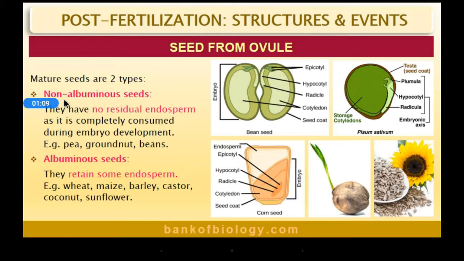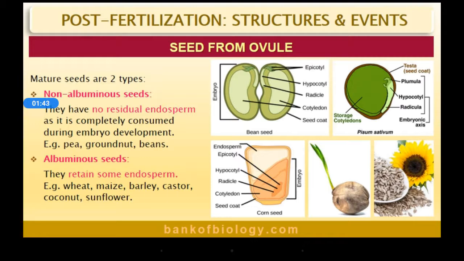Mature seeds are of two types: non-albuminous seeds and albuminous seeds. We already learned in fertilization that of the two male gametes, one will fuse with the egg cell and form the zygote. The other will fuse with the polar nuclei and form the primary endosperm cell. Endosperm develops first because it provides all the nourishment needed by the growing embryo.